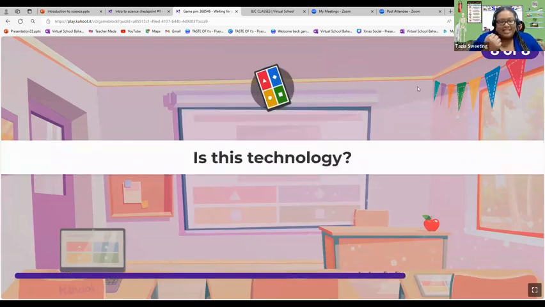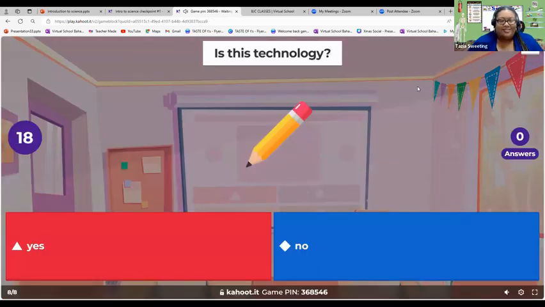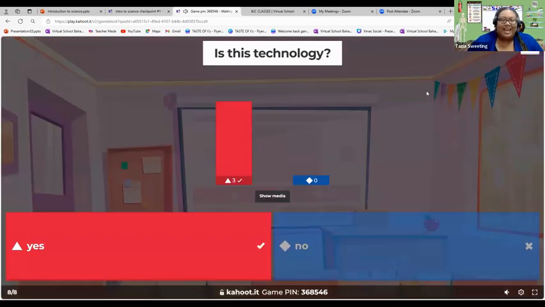Last question. Is this technology? And that is technology. It is a pencil, something that was created to help make our life simpler when it comes to writing information down. So that was technology. All right. That's our first checkpoint. Good job. I'm not going to show you all the scores for that one. We're going to just go on to our second part of our lesson.